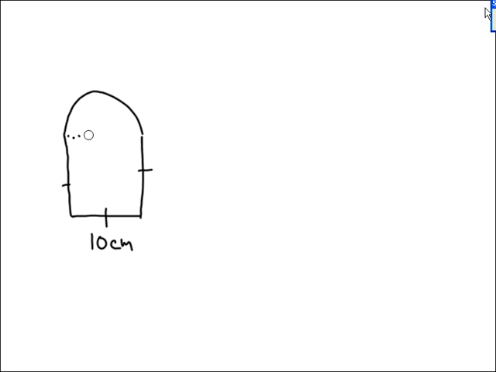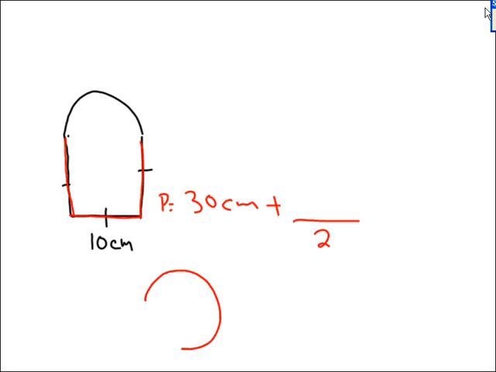Well, the perimeter is everything in black except those dashes. Okay, well, let's go around. 10 centimeters, 10 centimeters, 10 centimeters. Well, that is 30 centimeters. But there's more. There is this half a circle. Well, I'll divide it by 2. Let's imagine it's a whole circle.